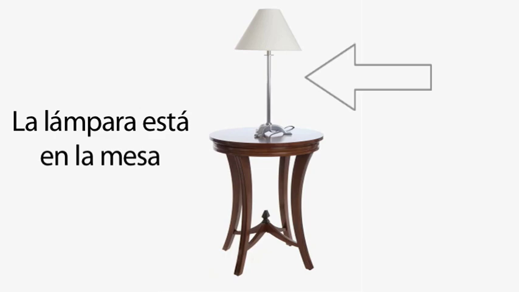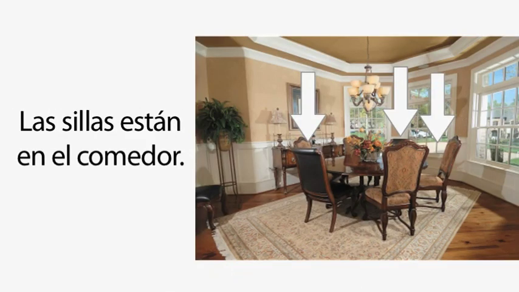La lámpara está en la mesa. The lamp is on the table. La lámpara está en la mesa. Las sillas están en el comedor. The chairs are in the dining room. Las sillas están en el comedor.